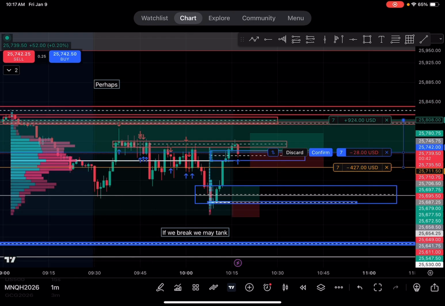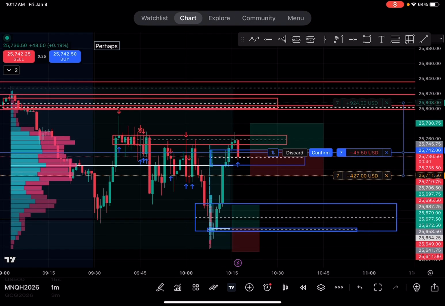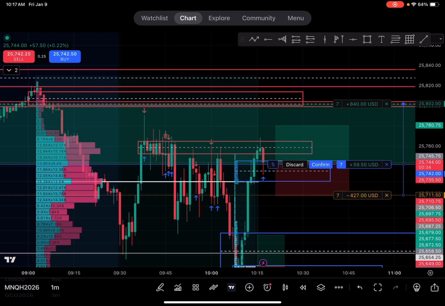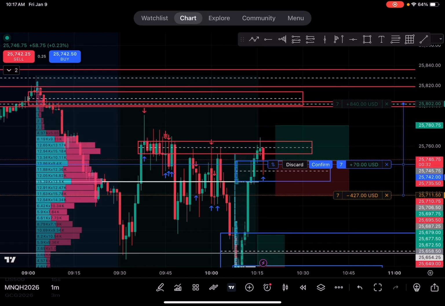So I'd actually target the external high right here. So I wouldn't look for a simple one-to-one with this trade. Let's see what happens.